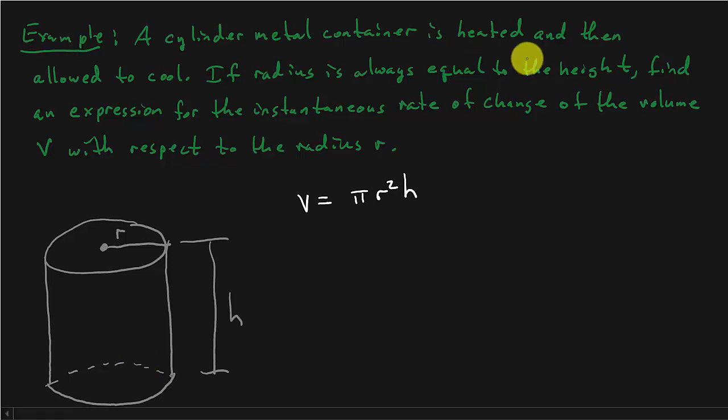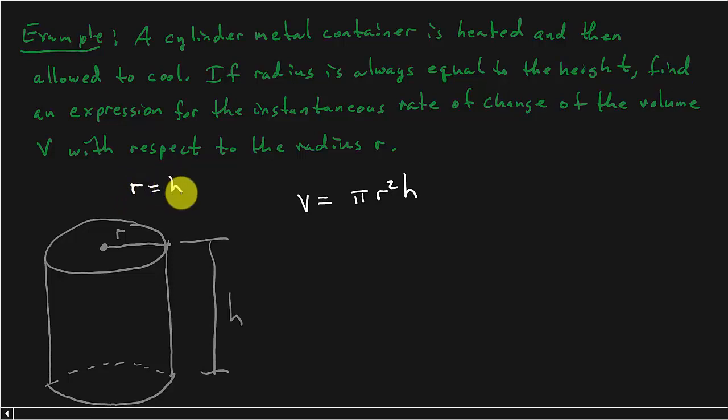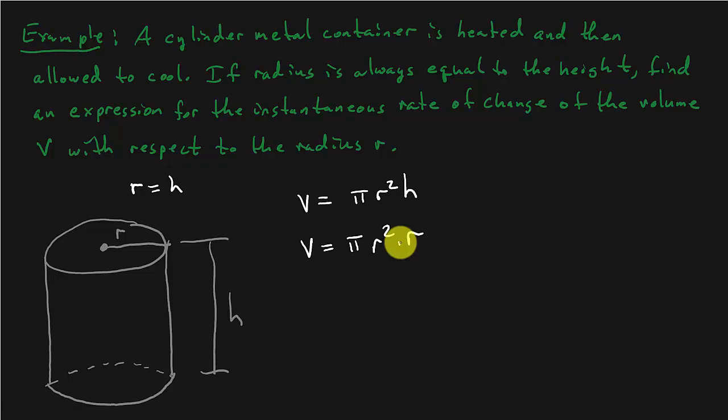Now, notice what it tells us. It says the radius is always equal to the height. So that means r is equal to h. So I get volume is pi r squared, and I'm going to replace h with r because they're the same. And it tells us that in the problem.